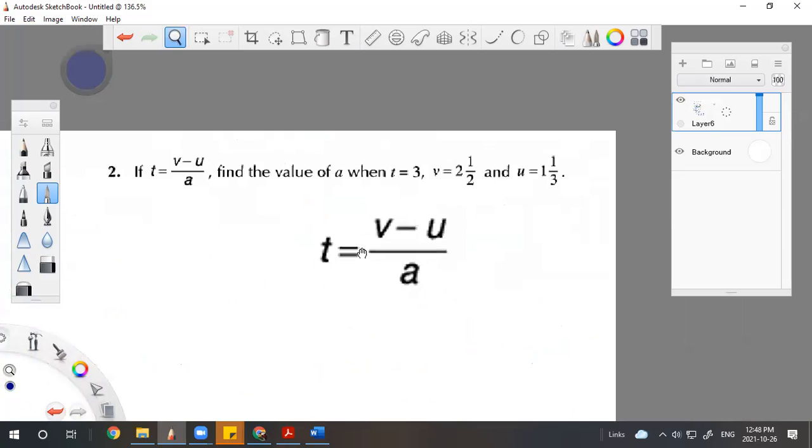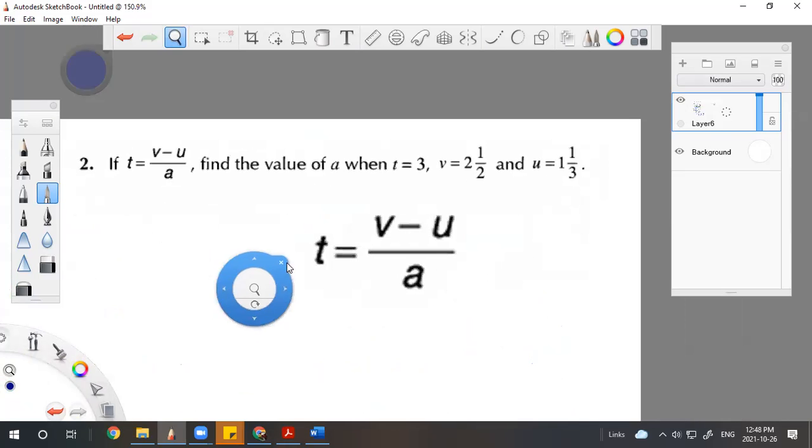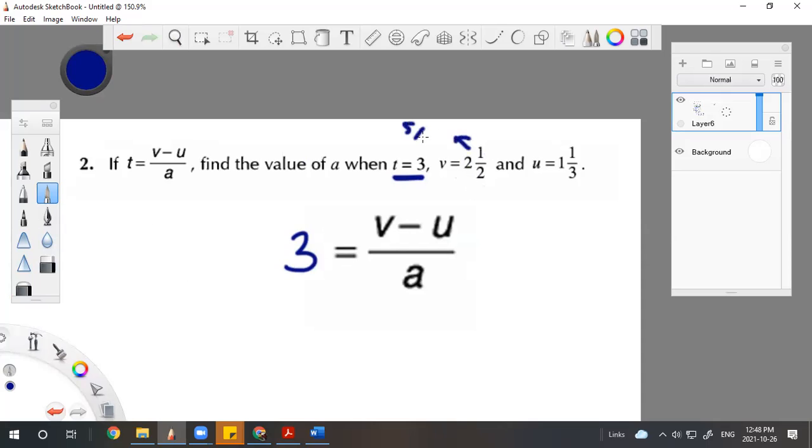How about this? This is also the same. So the t equals 3. The v equals 2.5. I change this first, it becomes 5 over 2. So to make it simpler and less complex. So 5 over 2. Wait. And this is also 4 over 3. Right? The v is 5 over 2.